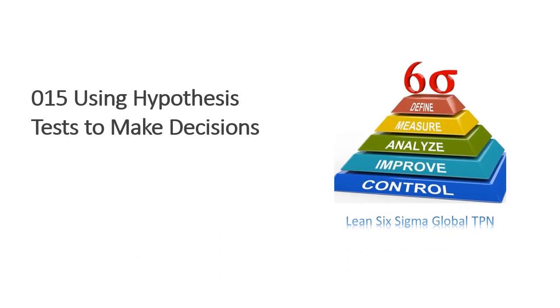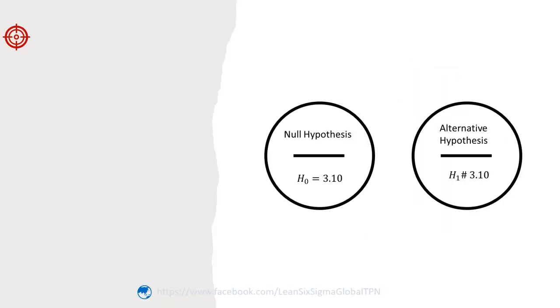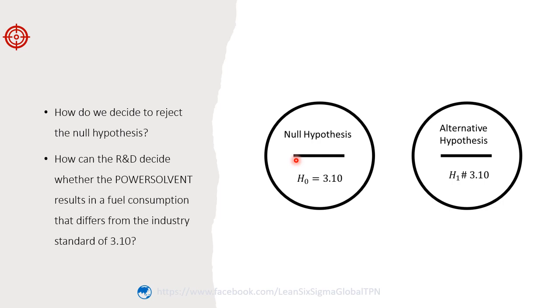Alright, so let's talk about how to use hypothesis tests to make decisions. A hypothesis test is useful for making decisions about our data, but how do we decide to reject the null hypothesis? How can R&D decide whether the power solvent results in a fuel consumption that differs from the industry standard of 3.10? Okay, so we should use hypothesis tests to make decisions.